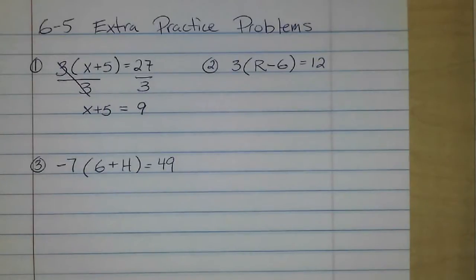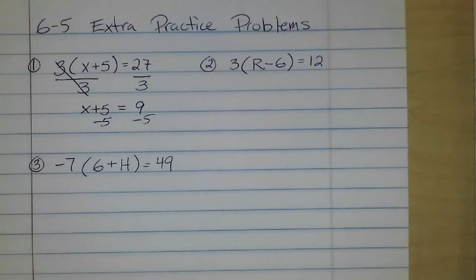From here, it's a one-step problem, just like the ones at the beginning of the chapter. We want to get rid of that constant plus 5. The opposite of plus 5 is minus 5, so we do that on both sides. On the left, the 5's cancel. And on the right, 9 minus 5 is going to be 4.